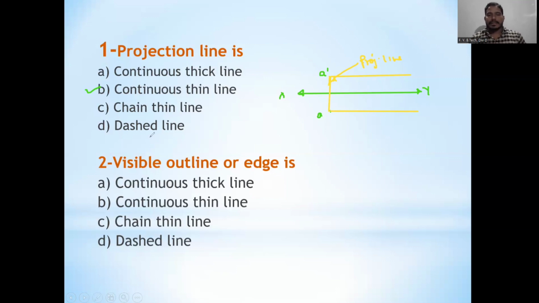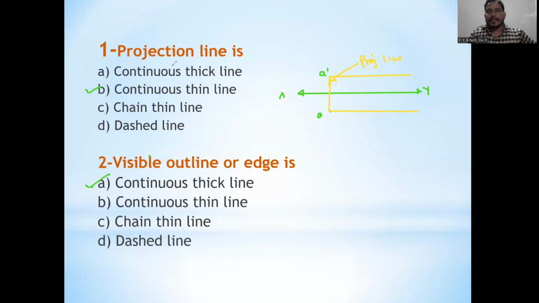Then next, visible outline or edge. Here the different options are continuous thick line, continuous thin line, chain thin line, and the dashed line. Which option will be correct? We know that whatever the visible edges or outlines are, we show them by using the continuous thick line.